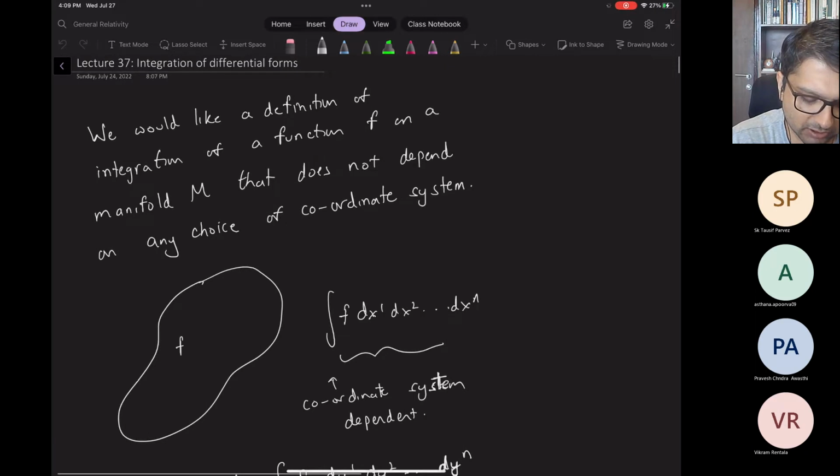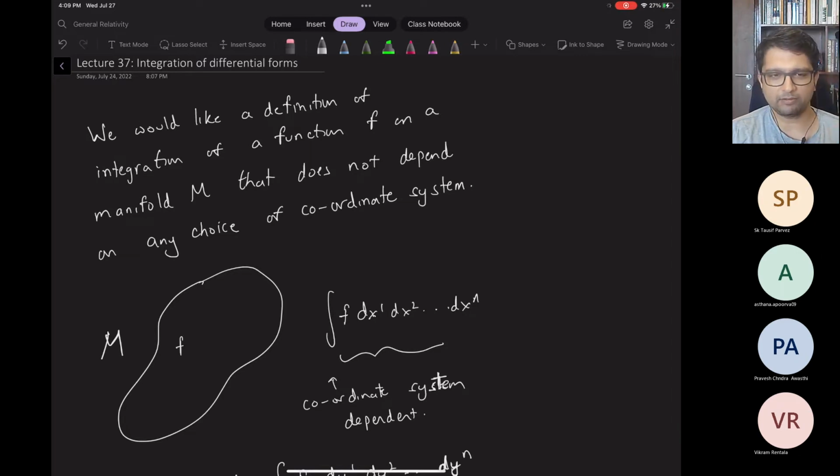Suppose we have a manifold M, and we have a function f on this manifold, which means it takes us from points on the manifold to real numbers. What we'd like to do is perform an integration of this function over the entire manifold. It seems like a very simple thing to do. So we would like a definition of integration of this function on this manifold M.